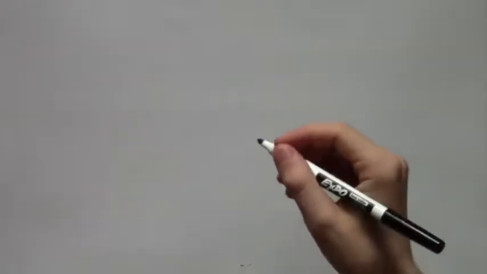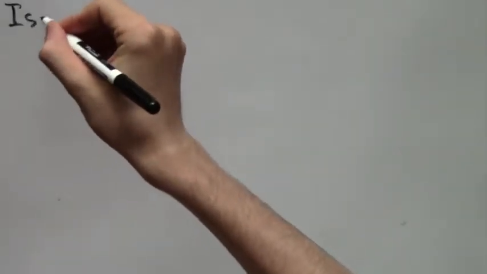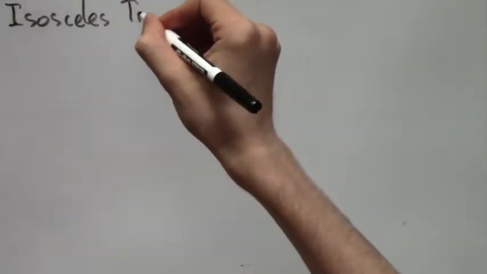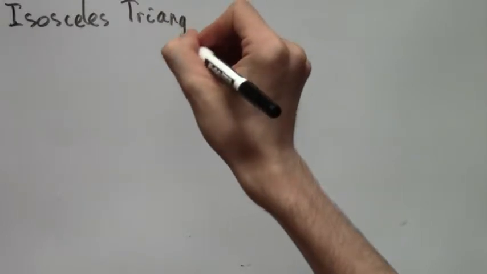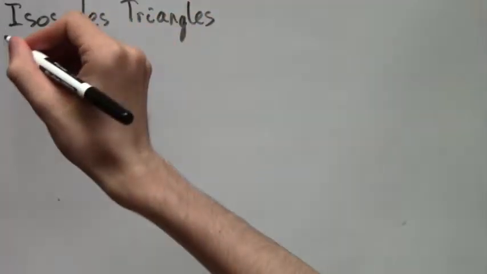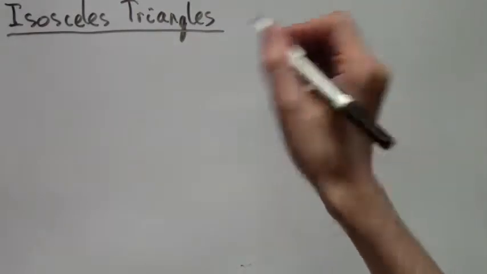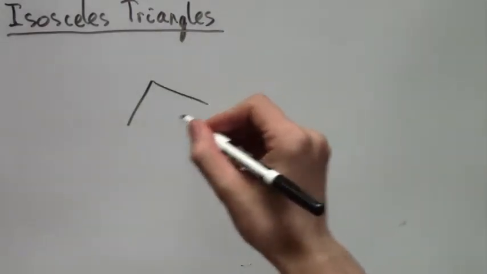In this video lesson, we will learn about isosceles triangles. So, in general, there's a whole lot of different types of triangles, but we can't really say that much about all of them as a whole. So, we're going to limit ourselves to these specific triangles called isosceles triangles.